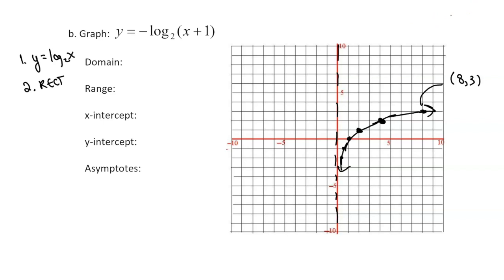Okay, so can you do this? Could you reflect this over the x-axis and then go 1 to the left? So if you look at your original graph here, if we reflect that over the x-axis and go upside down, you get something like that. And we're going to go 1 to the left. And this is our final graph.